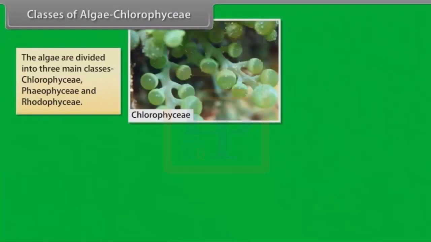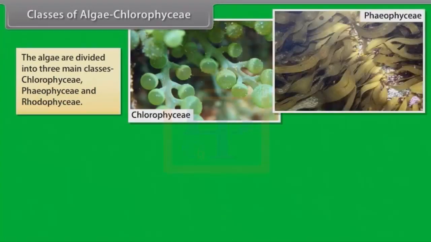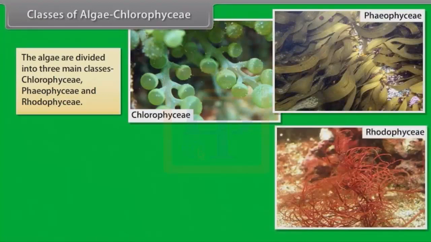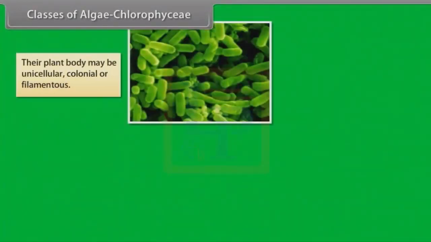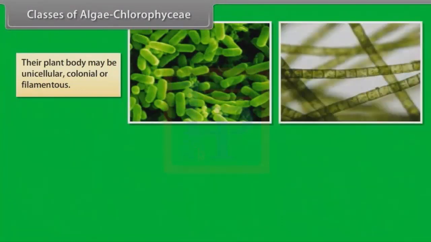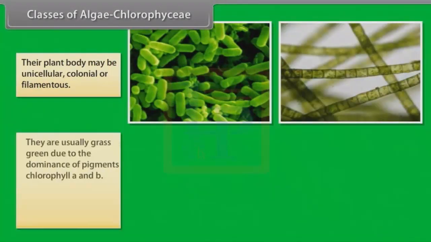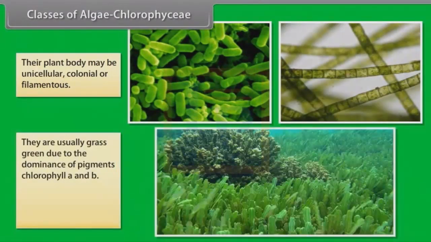Chlorophyceae. The algae are divided into three main classes: Chlorophyceae, Phaeophyceae, and Rhodophyceae. The Chlorophyceae is commonly called green algae. Their plant body may be unicellular, colonial, or filamentous. They are usually grass green due to the dominance of pigments chlorophyll A and B.